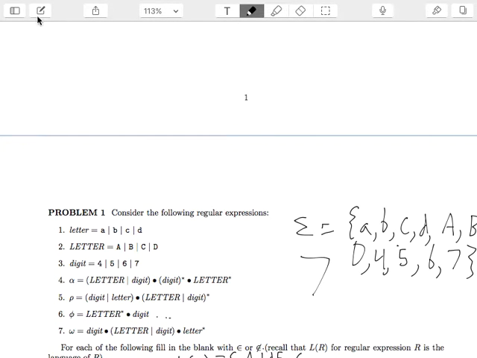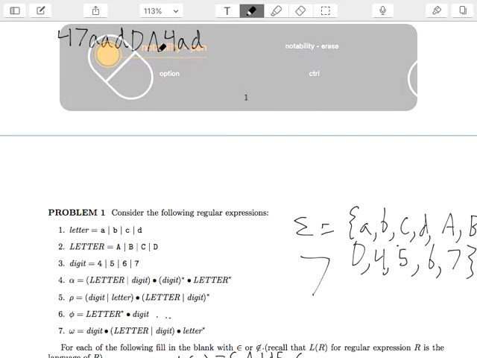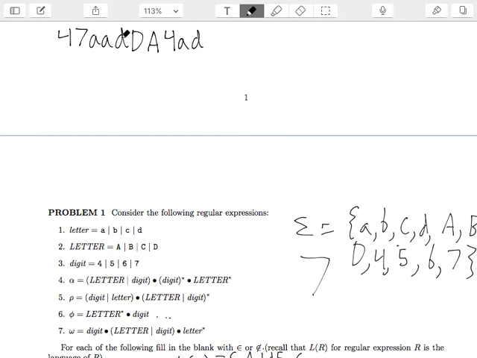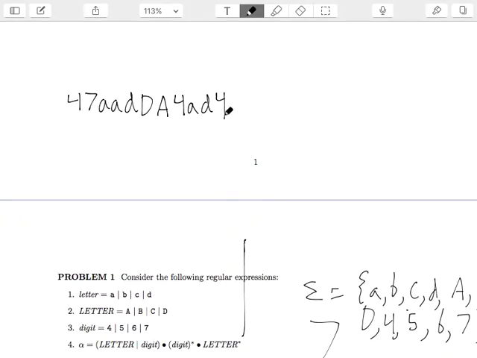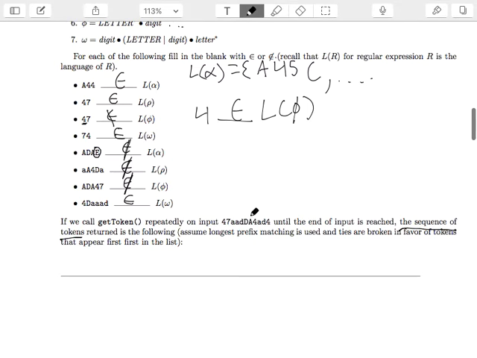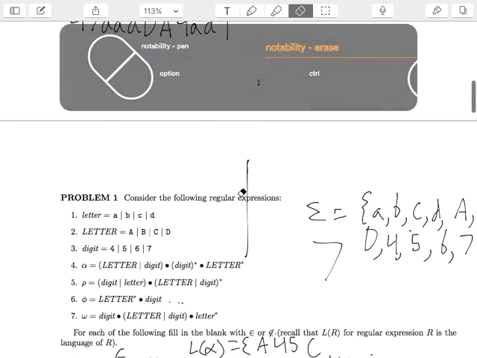So can somebody write what's the input, the string that we're tokenizing? 4, 7, A, lowercase a, capital D, capital A, 4, lowercase a, lowercase d. Too many d's. Change that second d to a capital A, and remove the first lowercase d also. No, I don't trust any of you. 4, 7, AAB, A, 4, AB, 4. It's good. 4, 7, AAB. All right, you're all fired.